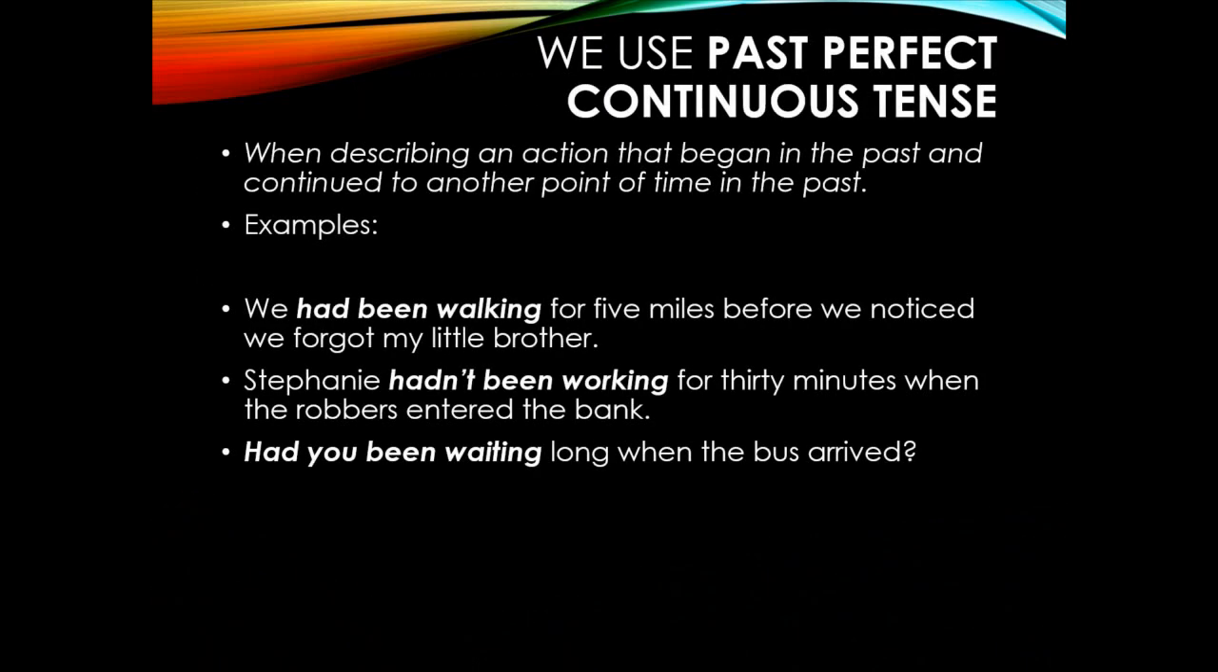Now, we use past perfect continuous tense when describing an action that began in the past and continued to another point of time in the past. For example, we had been walking for 5 miles before we noticed we forgot my little brother. Another one: Stephanie hadn't been working for 13 minutes when the robbers entered the bank. Had you been waiting long when the bus arrived? So this is the example by which you can easily notice where to use past perfect continuous tense.